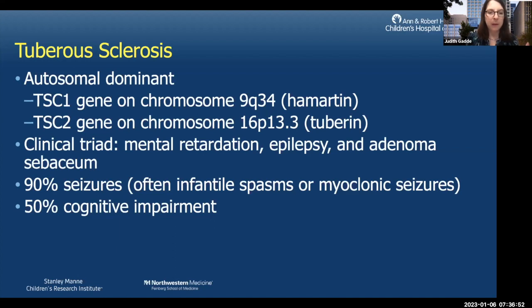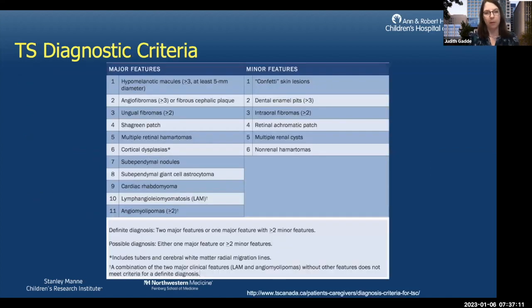Again, most of these patients, like 90%, they say have seizures, often presenting as infantile spasms. So thinking back, we talked about Aicardi syndrome also is seen presenting with infantile spasms, or these patients could also have myoclonic seizures, and about half of them do have some cognitive impairment.